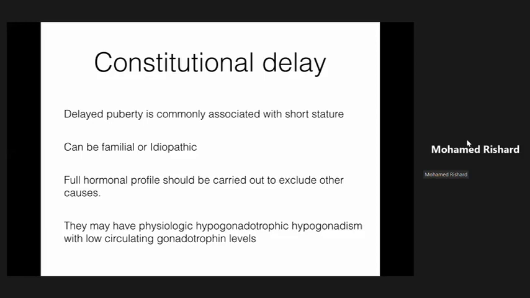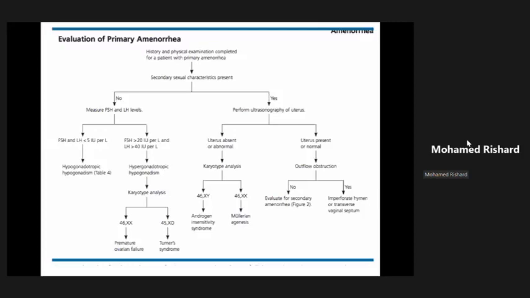Constitutional delay is the commonest because it can be familial and idiopathic. So first we have to exclude all the other causes: genetic, chromosomal, hypothalamus, pituitary, hormonal, structural. All this should be excluded by taking history and investigation, and then only we diagnose constitutional delay. This is a line of investigation. I have summarized it in this chart, which explains how you should systematically work up when a girl comes with primary amenorrhea.